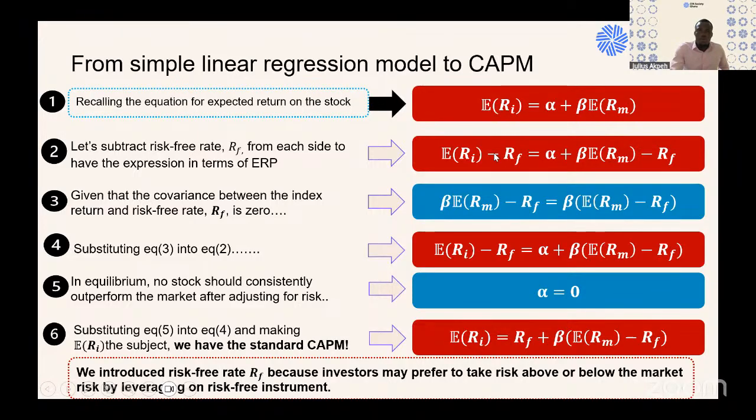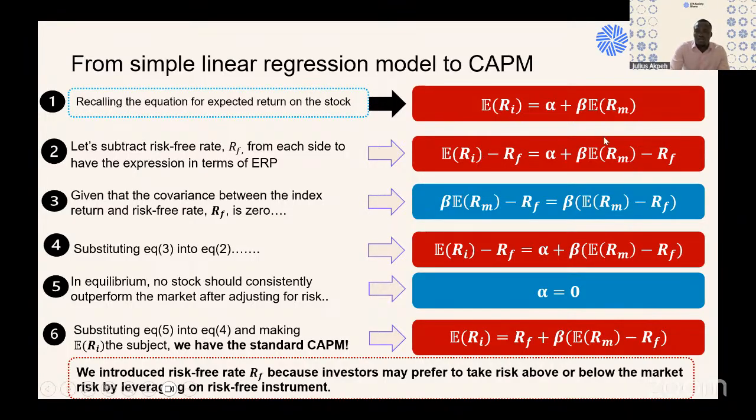Now, we are going to do something, and I want you to follow me. Let's subtract the risk-free rate from each side of the equation to have the expression in terms of equity risk premium. So follow me. It's not difficult. But again, I'm going to explain the reason behind that, the economic reason. When I take out the risk-free rate, I take it out of the expected return on the stock and also take the risk-free rate from the right side. So I'm subtracting the risk-free rate from the left and from the right. It doesn't change anything.